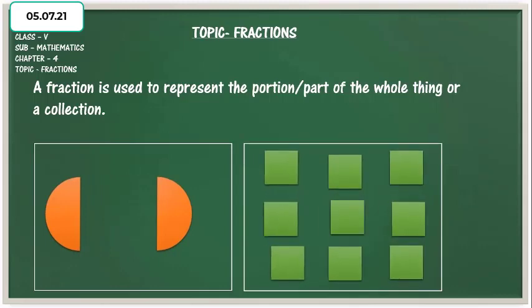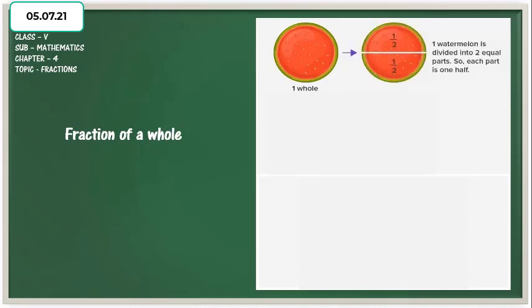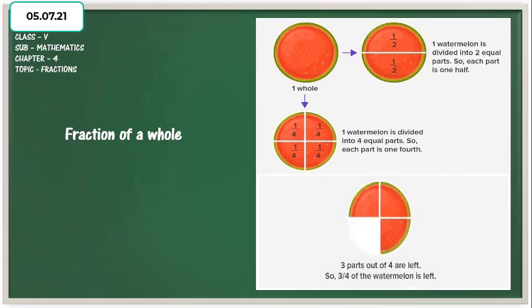For example, one watermelon is divided into two equal parts. So, each part is 1/2. And if the same watermelon is divided into four equal parts, each part is 1/4. And when we take out one part from that, three parts out of four are left. So we can say that 3/4 of the watermelon is left.